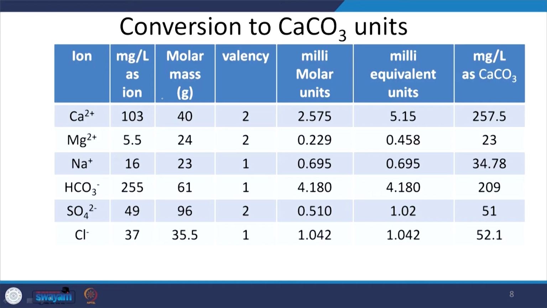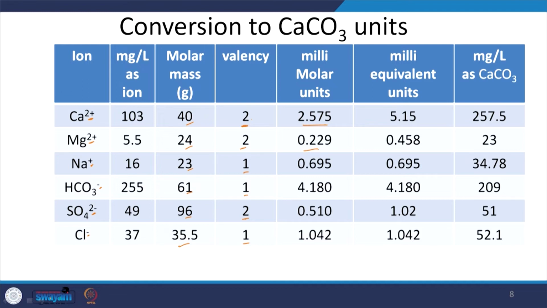Now what do we see? Here we have the molar masses 40, 24, 23, 61, 96 and 35.5. Then the valency: 2 charge, thus 2; 2 charge, thus 2; 1 charge, thus 1; 1 negative charge, thus 1. Here we are concerned with the magnitude, not the positive or negative, right, and 2, that's why 2, minus 1, that's why 1. Millimolar units, we know how to get that, divided by the molecular weight, so that you can get the units in moles per liter, right. And we already have the equivalents, so you will have to multiply that.